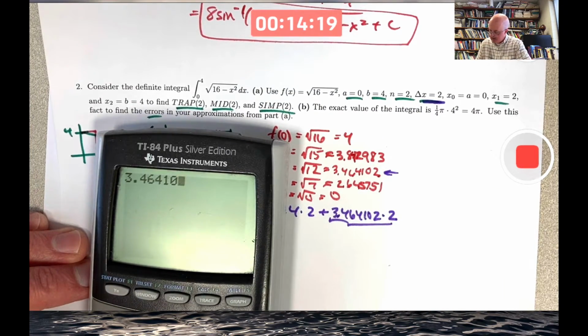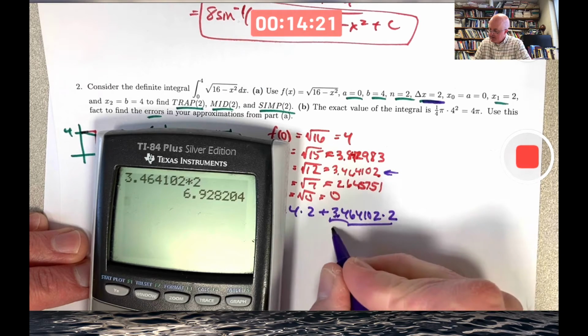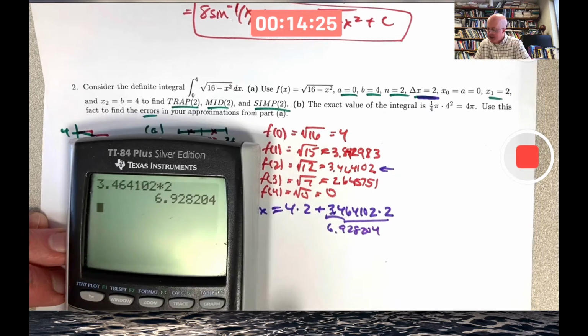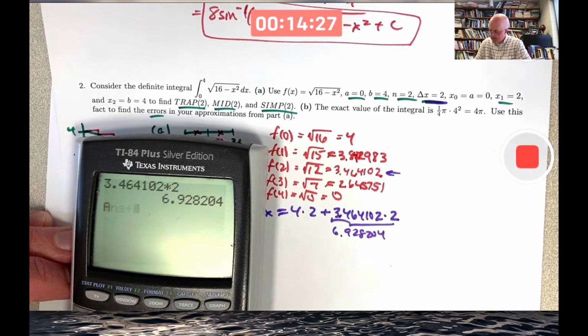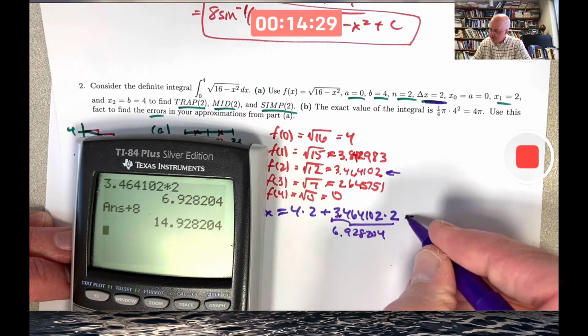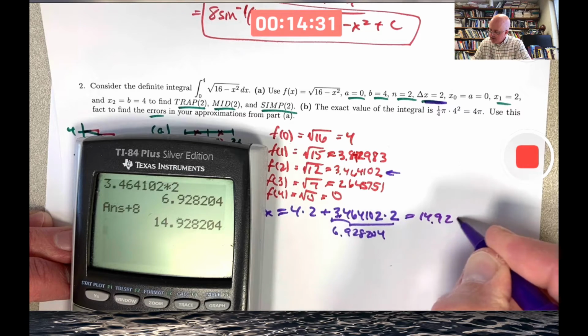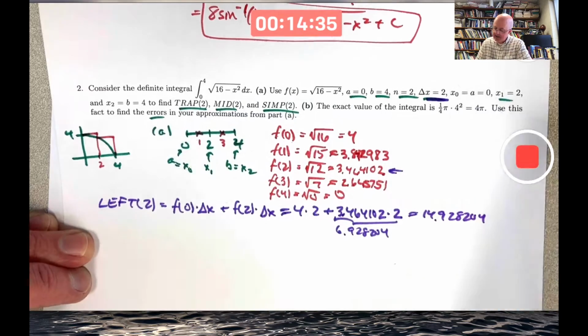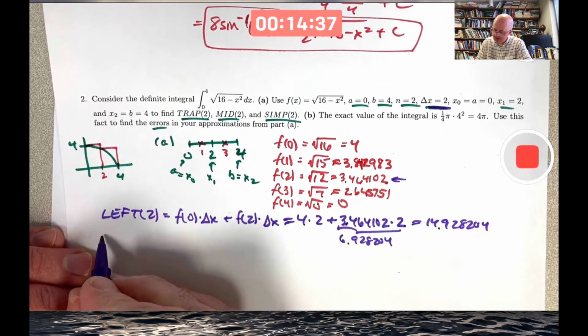3.464102 times 2, 6.928204. That gets added to 8. The value of the left-hand sum is about 14.928204. I'm really hoping I haven't made any mistakes. If I do, I'll maybe try to make a note of it.